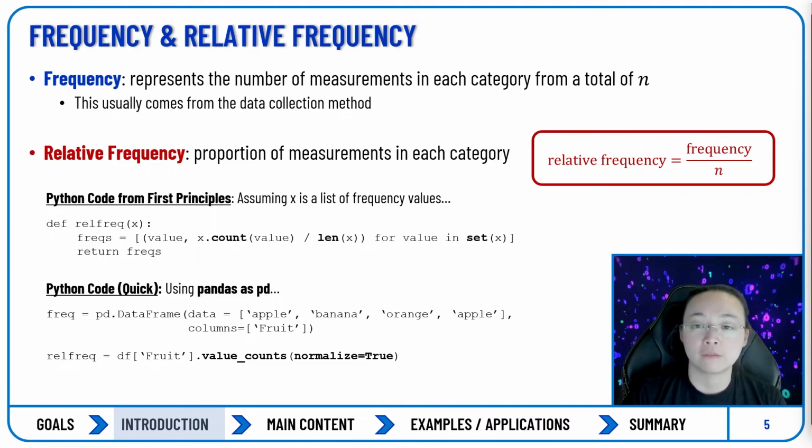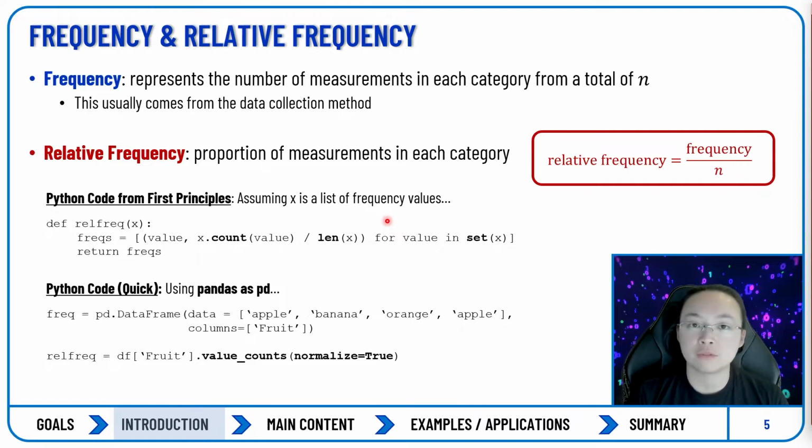calculating relative frequency. Now, in terms of Python code, we do want to try and leverage our knowledge of Python for this course. So it is okay if you use Python to get all of your values. There are two examples I want to go through, from first principles and then from a quick perspective where you can just use something that's readily available. So from first principles, let's assume X is a list of frequency values.